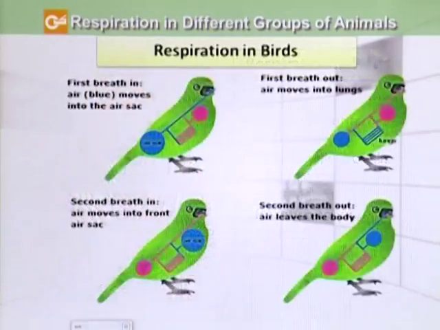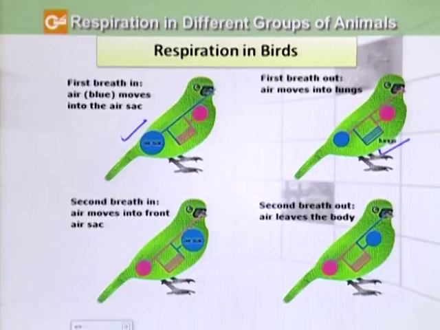You can see here, when the bird takes in the first breath, the air moves into the air sacs, and when it first breathes out, air moves into the lungs, and while the second breath in, air moves into the front air sacs or the anterior air sacs, and during the second breath out the air leaves the body.